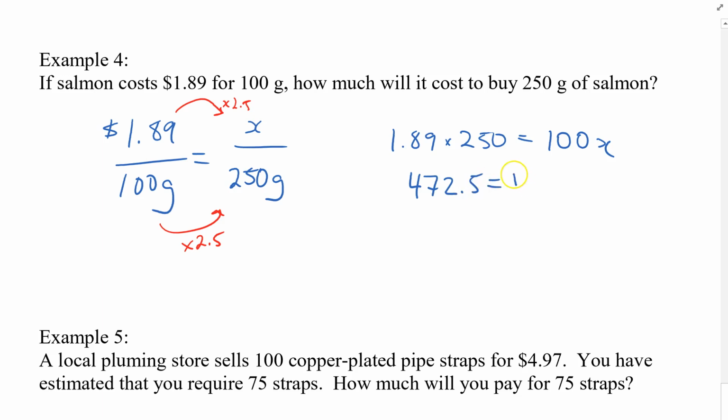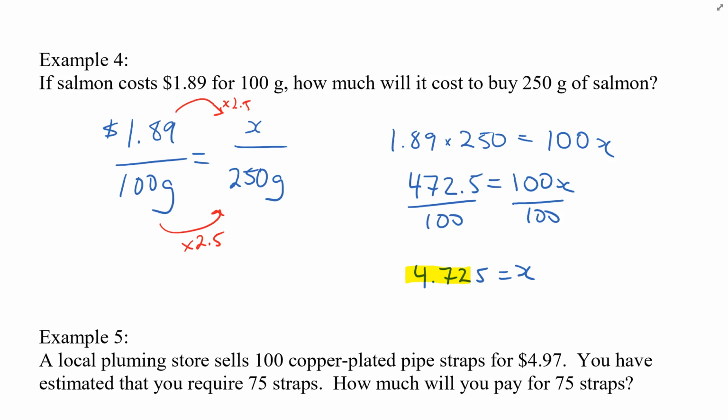472.5 equals 100x. So I need to divide both sides by 100. Perhaps you know the shortcut. If you're going to divide by 100, you just move over 2 decimals because there's 2 zeros in the 100. So I get 4.725 equals x. What are my units for this? X is on the top of the fraction. It's money, it's dollars. So I don't want this many digits. So I need to round this off. So I'm looking at this to the nearest cent.